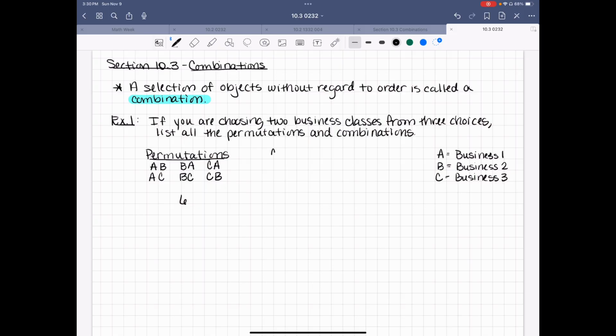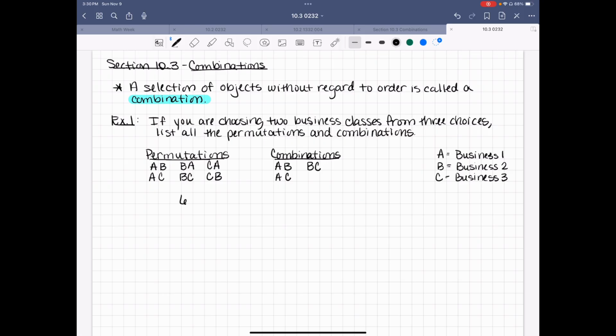Okay, if I'm talking about combinations, where order does not matter, well, I have AB, I have AC, but when I go to list BA, guys, we've already listed BA. Order doesn't matter. If I pick business 1 and then business 2, that's the same thing as picking business 2 and business 1. So I can't list BA. BA has already been listed. That's AB. I can list BC. We haven't listed BC yet.